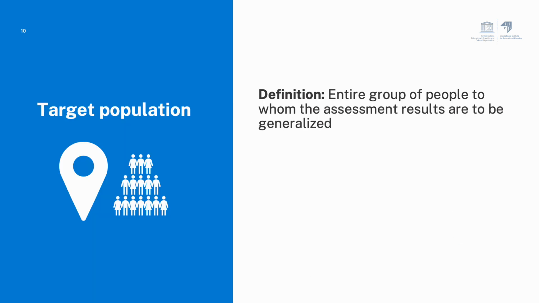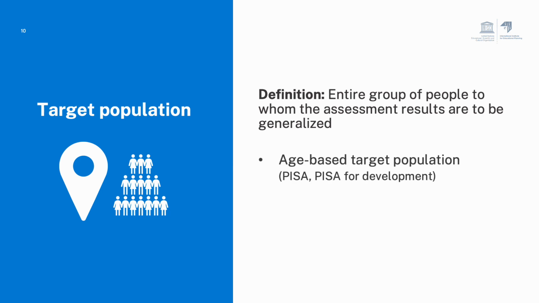Target population is the entire group of people to whom you want the assessment results to be generalized. It is defined to address the main policy and research questions of the assessment. There are two general approaches. The first approach is to define the target population based on age. For example, PISA and PISA for Development use the age-based target population definition, which says 15-year-old students in an education system in grade 7 or higher. Here the focus is the coverage of the cohort of the 15-year-olds.